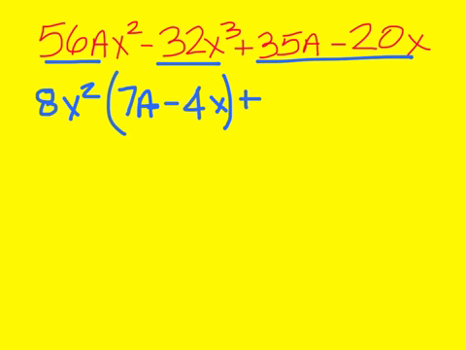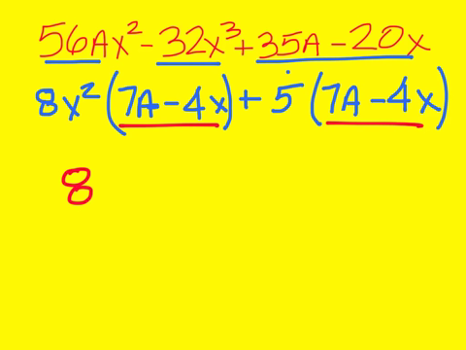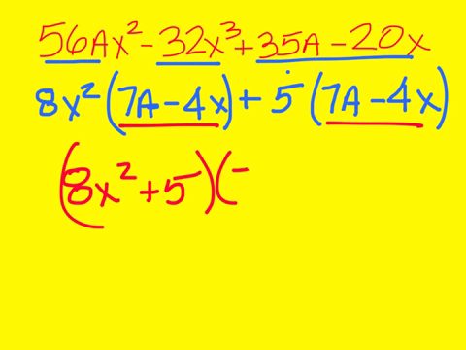Now these over here, let's see, 35a and 20x, I can get a 5 out of both of them. And that's it? Okay, so that'll give me a 7a minus 4x. So we do have the same thing here. 8x squared plus 5 and 7a minus 4x.